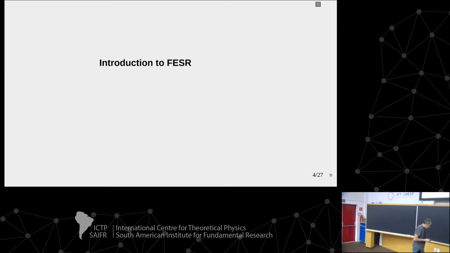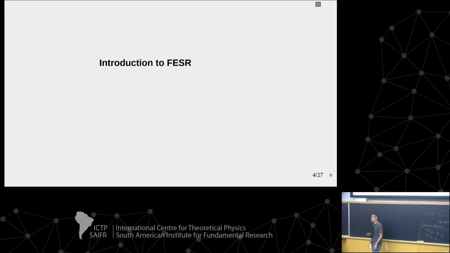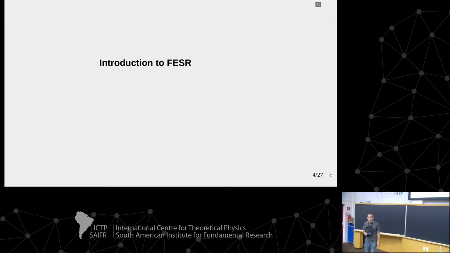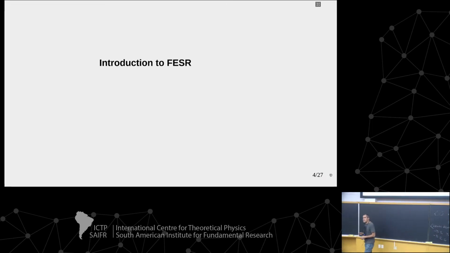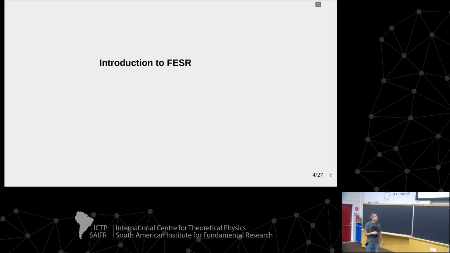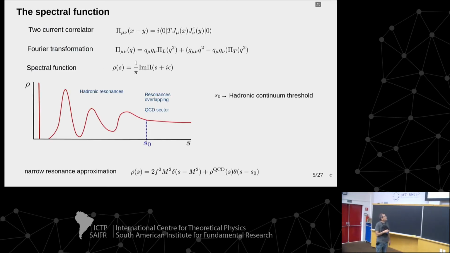So, of course, there are a lot of sum rules in the market. I'm not going to talk about which is better, which is the best, or every sum rule has its advantages depending on the problem. I will just talk about the finite energy sum rules. And we start with a two-current correlator. Here, for example, the vector correlator. After Fourier transformation, this correlator has this form, a longitudinal part and a transverse part.